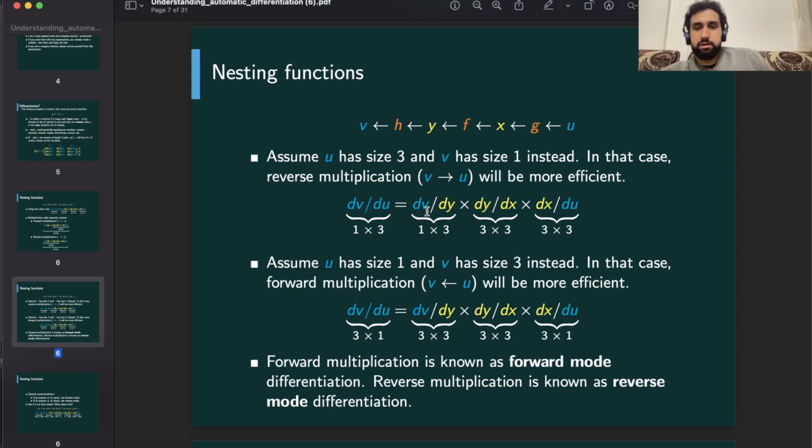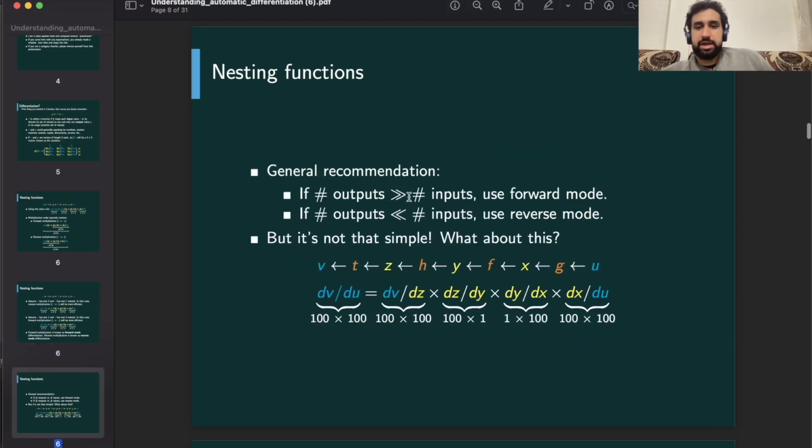And if the inputs are greater than the outputs, or the outputs are fewer than the inputs, then you want to start from the outputs. You always want to start from the lesser side, essentially, or the lower number. And that is basically reverse mode, right? So that's the general recommendation. However, it is really not that simple, and it does depend on a lot of other factors.